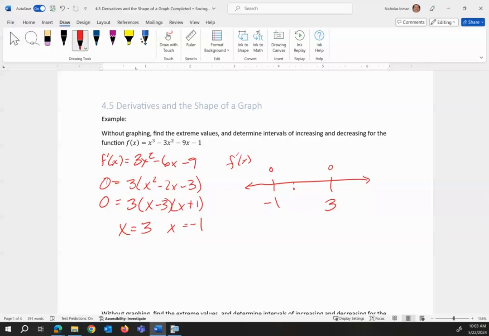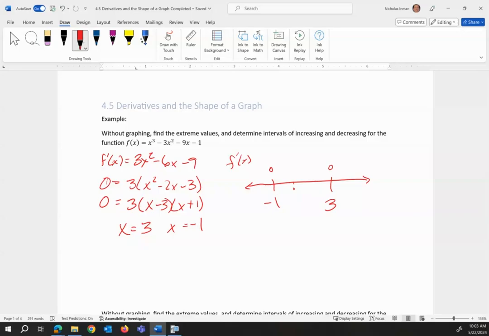Since I know it's 0 at these two spots, everything in the middle is going to have the same sign. It's either going to be positive or negative, increasing or decreasing. So I just need to test one point. I don't have to test all of them, just one in the set. So a number in between -1 and 3 is 0.